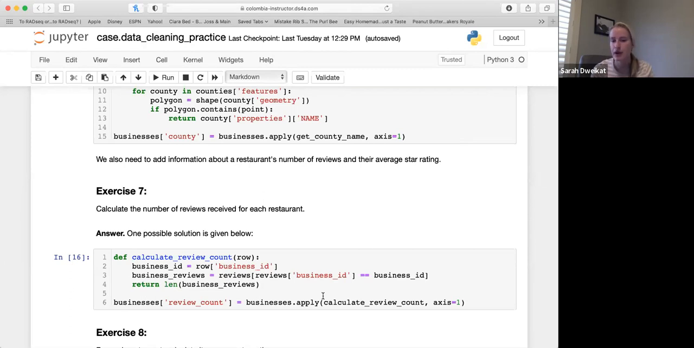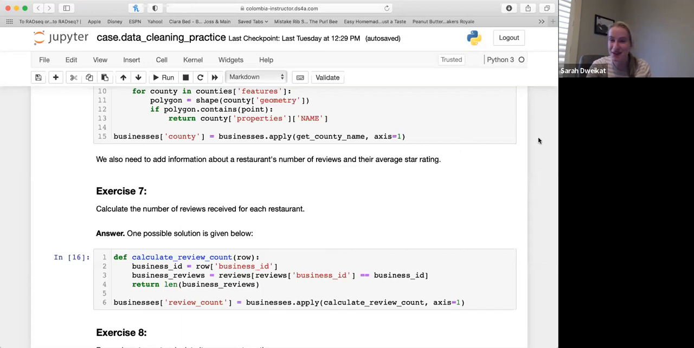But someone made a good point, and off the top of my head, I can't think of why we wouldn't just use a group by function and then count the business IDs. If anyone thinks of a reason why we shouldn't have done that, please put that in the chat, because that seems a lot easier to me.